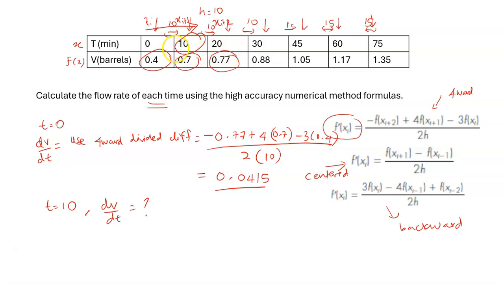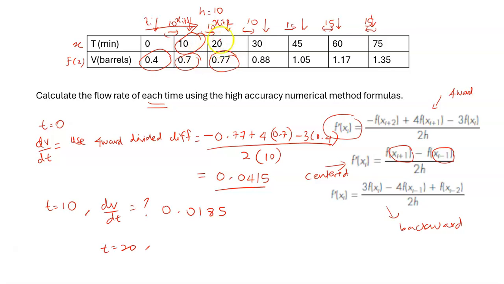But you can use centered because for centered you only need xi plus 1 and xi minus 1, which is this value and this value. So when you use centered, I'm not going to show here how to do that. Why not you try on your own? But the answer is 0.0185.